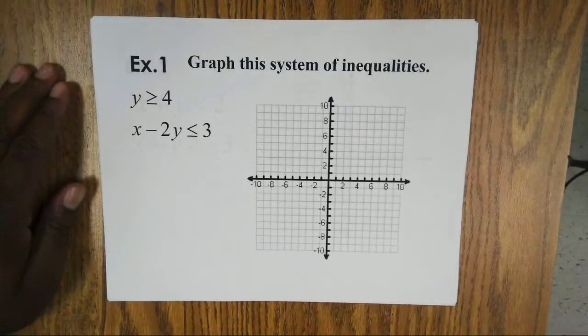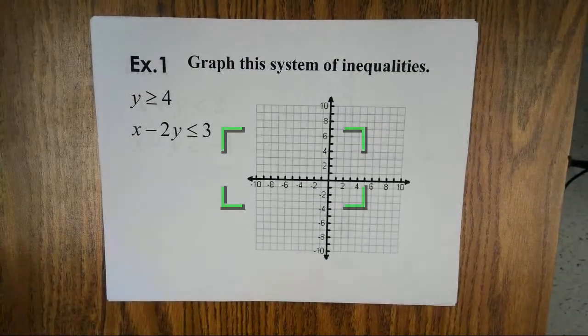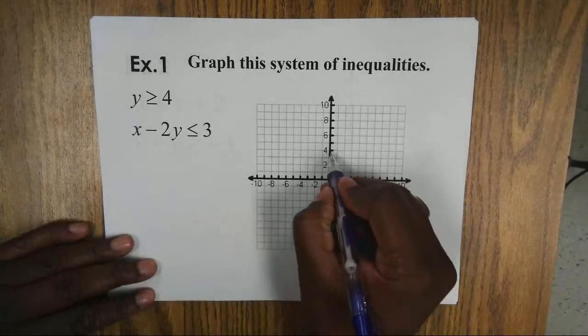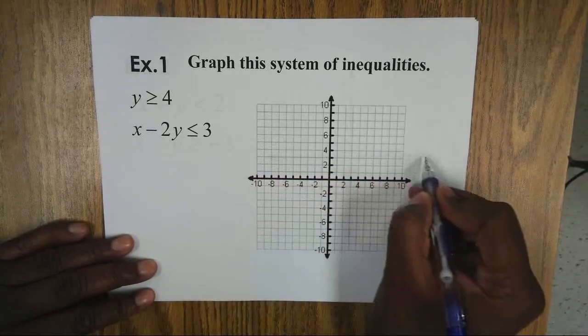Alright, now the system we have is y is greater than or equal to 4, and x minus 2y is less than or equal to 3. Now look at the first equation, y is greater than or equal to 4. The first thing I notice about that equation is that the variable is already by itself. But I also noticed that it doesn't have y equals mx plus b because it's a special type of line. Remember, anytime we have y equals just a number, that means that we have a horizontal line. So at 4, we're going to have our line going straight across this way.